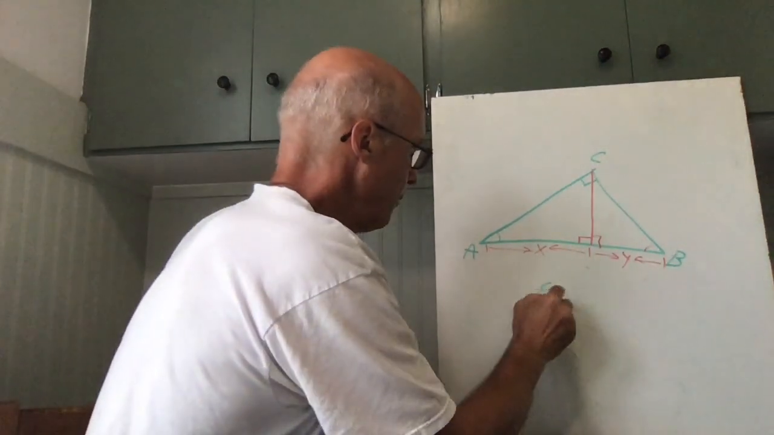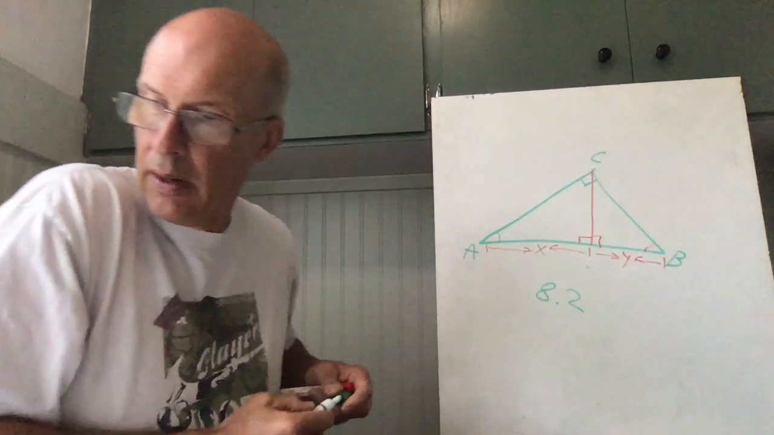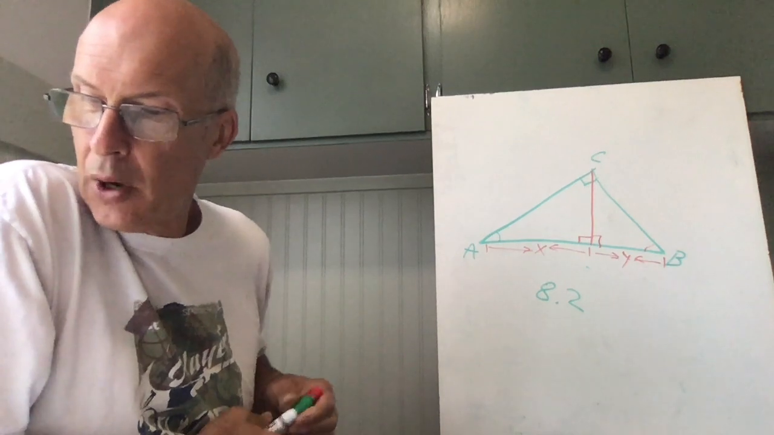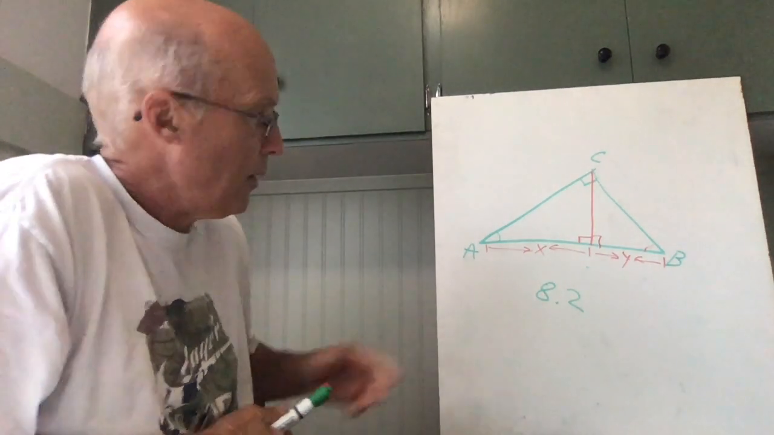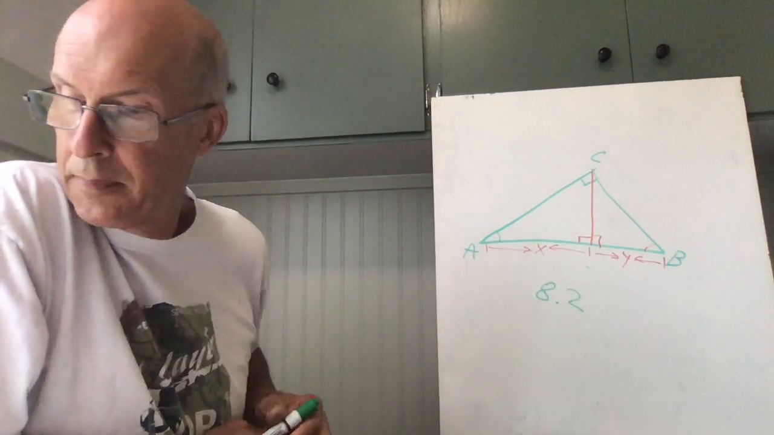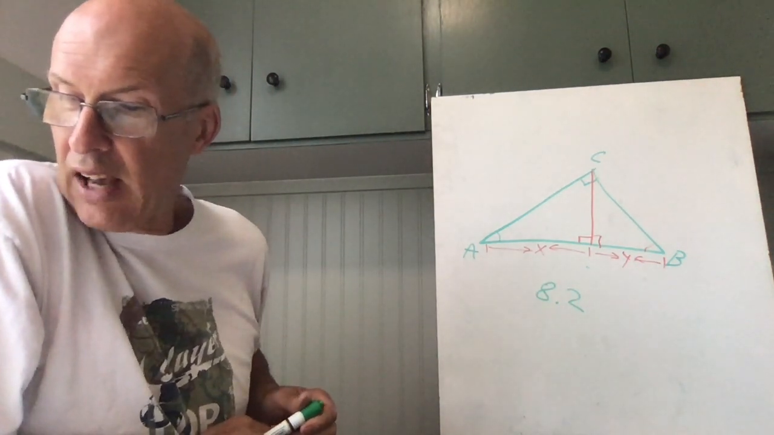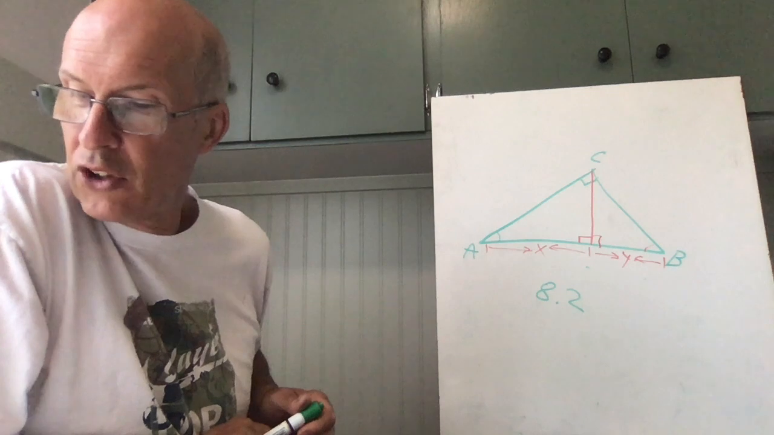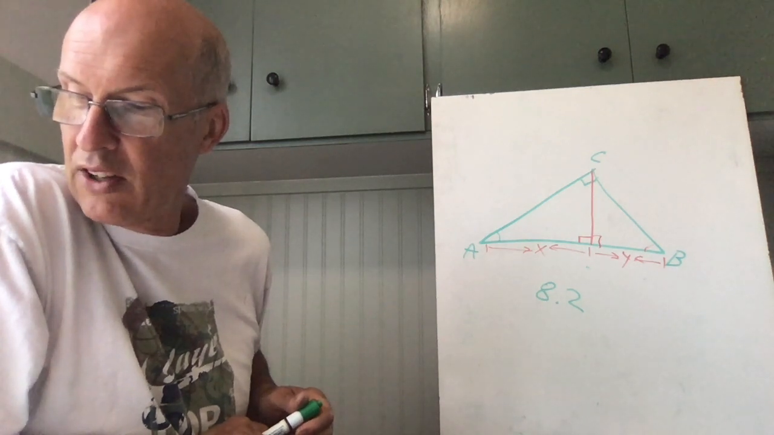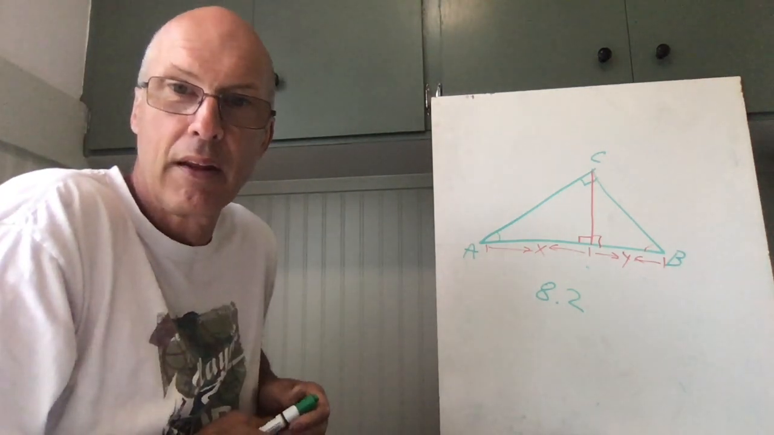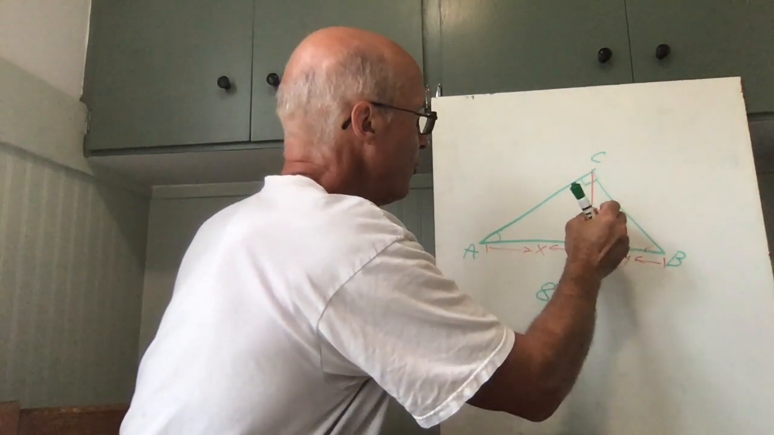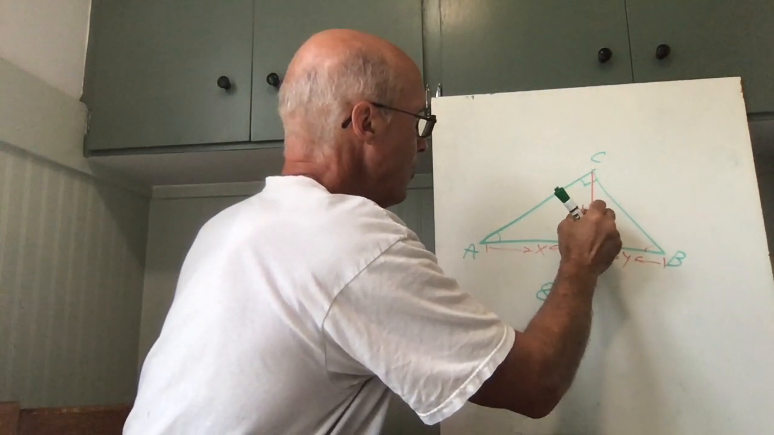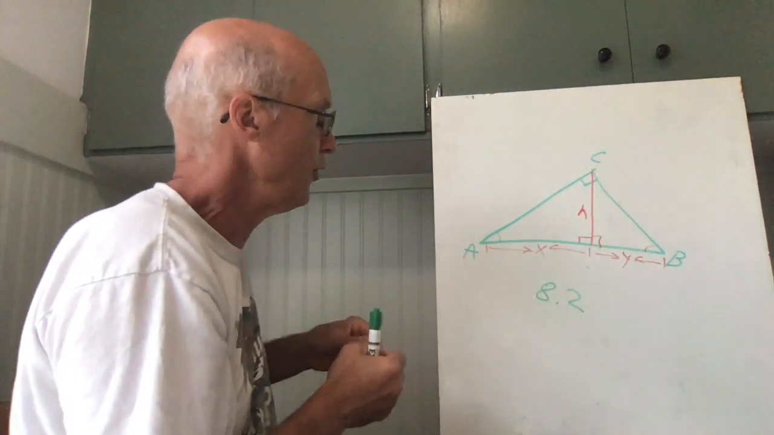All right. So 8.2 says that the altitude drawn to the hypotenuse of a right triangle separates the hypotenuse into two segments, and we're calling them X and Y. The length of this altitude is the geometric mean between the lengths of these two segments. Do you think that's kind of cool? Okay, so let's just call this H for the height of the altitude.